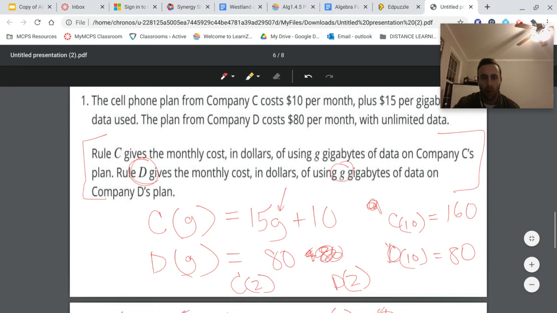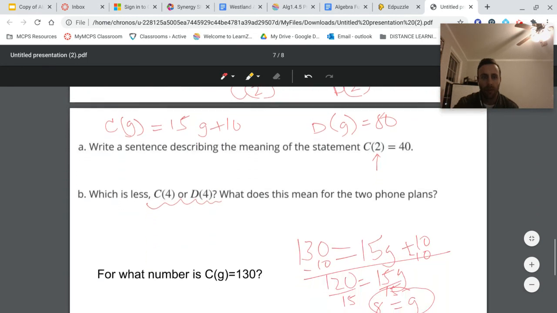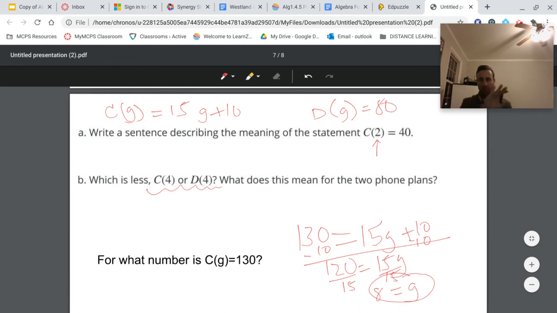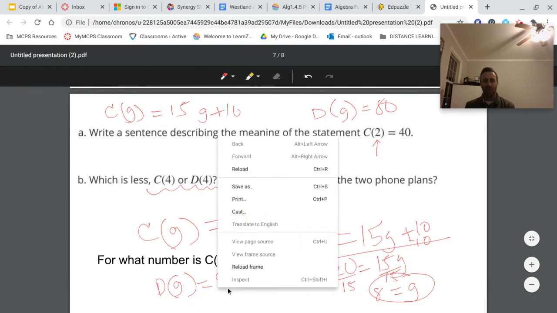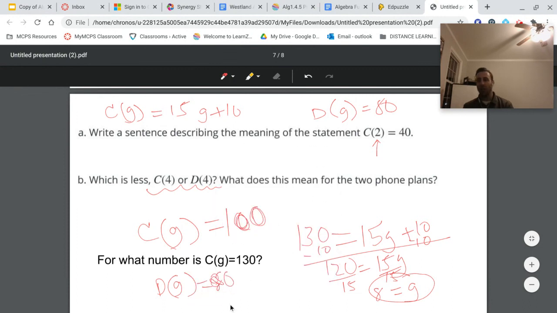All right. So we're going to go back to this so you can see both of the functions right here at the top. And so what I would like to know is, can you tell us what C of G equaling 100 would be? How many gigabytes would you have had to use? Okay. So the interesting thing about D is we couldn't ask you a question like that because we couldn't say at how many gigabytes would you have spent $80, because it's always $80. You actually wouldn't know the answer. So that's why I keep asking you questions about this.